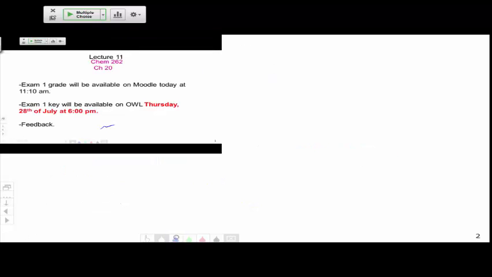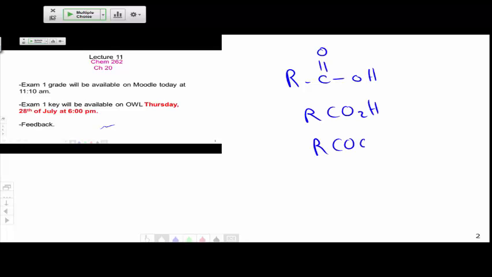Functional group carboxylic acid, also written this way or this way. All of these are carboxylic acids. So mainly you have a C double bond O, OH connected to one of the carbons. The R could be anything: benzene, alkane, cyclohexane, methane, methyl, ethyl, you name it.